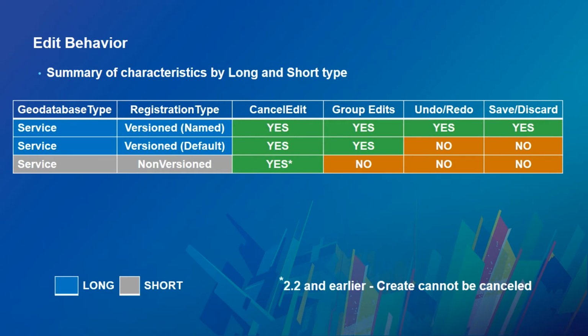With the default version, the behavior is the same with respect to canceling and grouping edits, but you don't get undo, redo, and you can't save or discard your edits. And then finally, with non-version services, you can still subscribe to edit events to cancel edits, but the other functions, undo, redo, grouping, and saving and discarding, are not available.